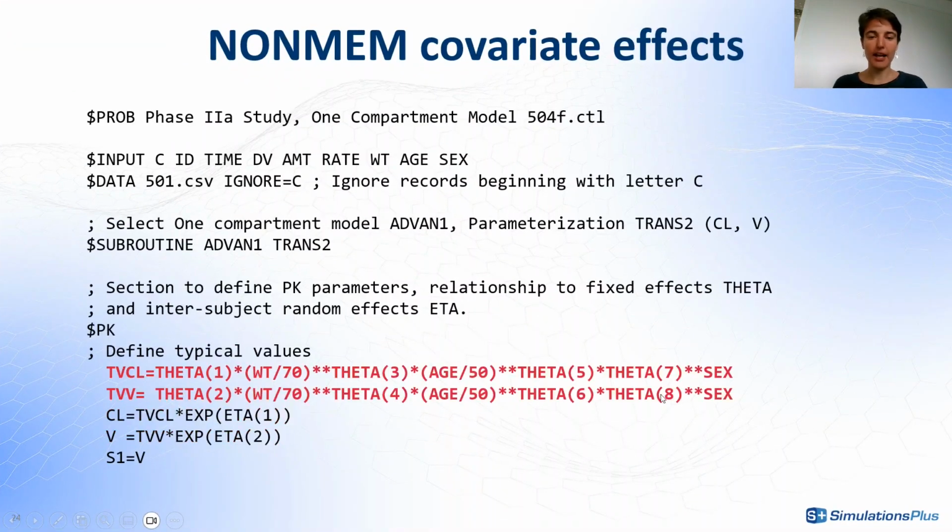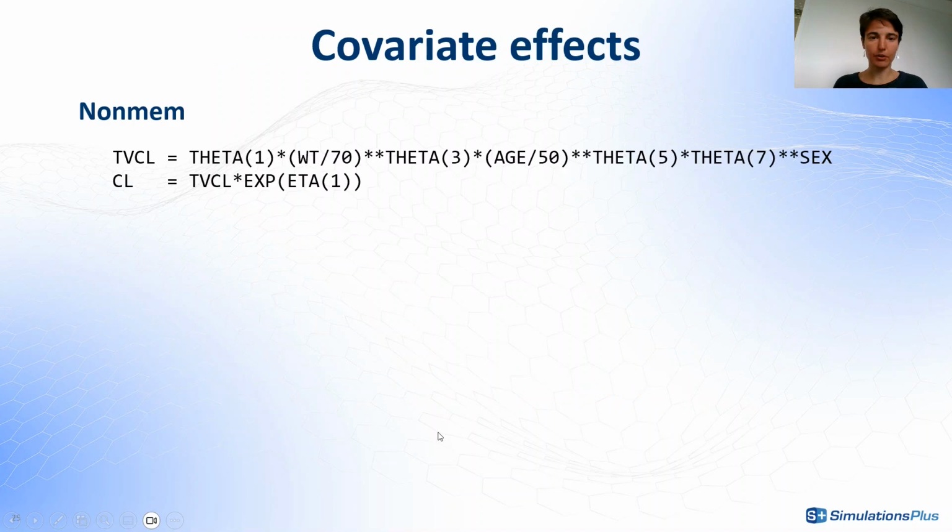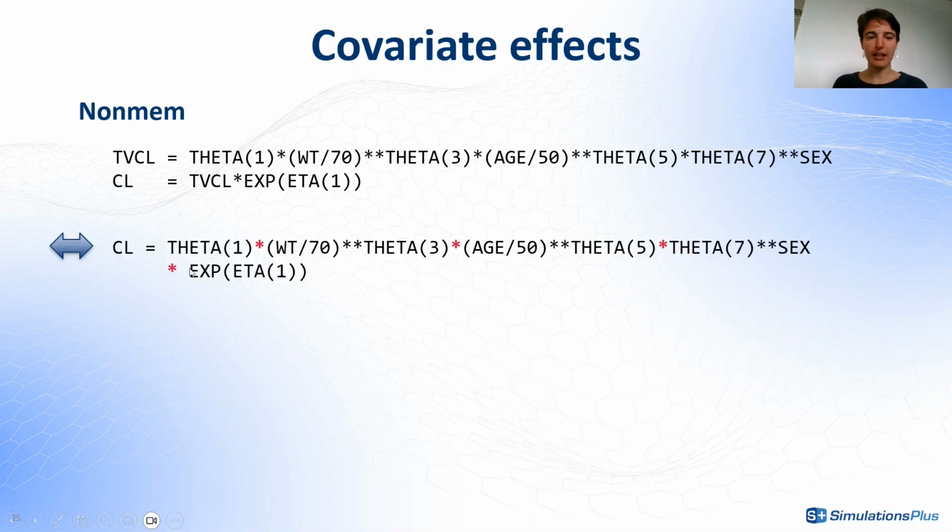Then we have the two lines that define the covariate effects. And actually, to explain this a bit more in detail, I'm going to do that on the slides first. So in Nonmem, we actually have two different lines, one that defines the typical value with the covariate effects, and then the one that defines the inter-individual variability. Let's put them first all together by replacing TVCL here by the line above.